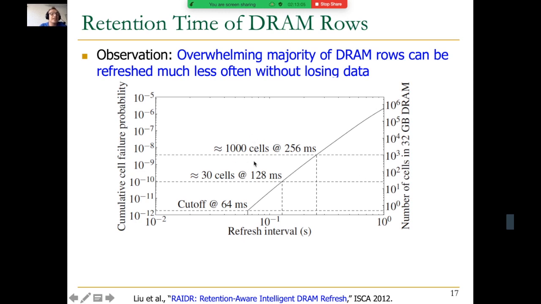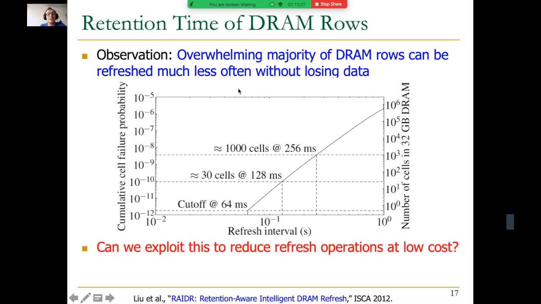And around 1,000 cells fail if you increase the refresh interval to 256 milliseconds. So it's not that bad. But again, there are failures. So you cannot do this blindly. You need to really figure out which cells fail and make use of that information somehow. But the key observation is that the overwhelming majority of DRAM rows can be refreshed much less often without losing data. And again, I'll ask the question: can we exploit this to reduce refresh operations at low cost?